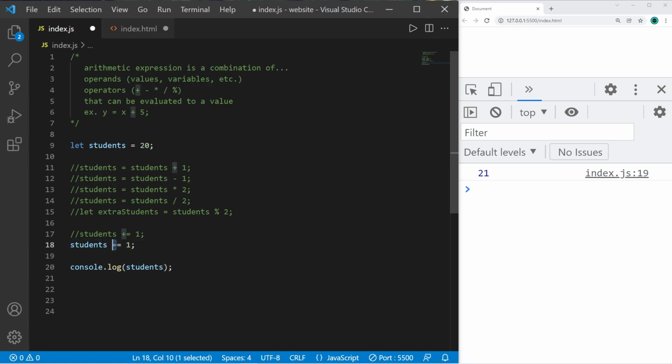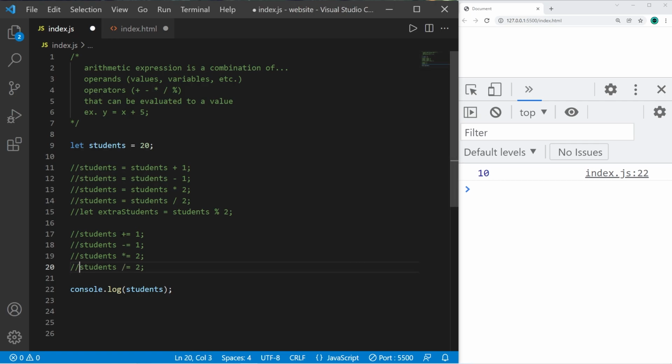Then we have students minus equals 1. Students is 19. Students times equals 2. There are 40 students now. Students divide equals 2. And there are 10 students.